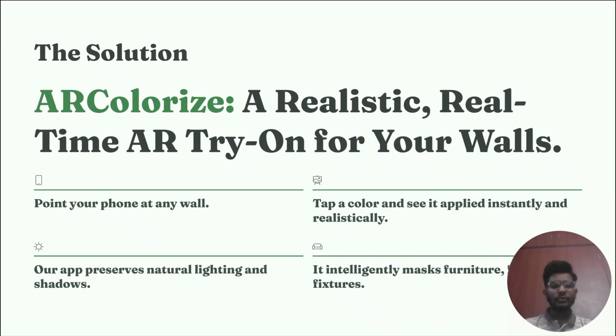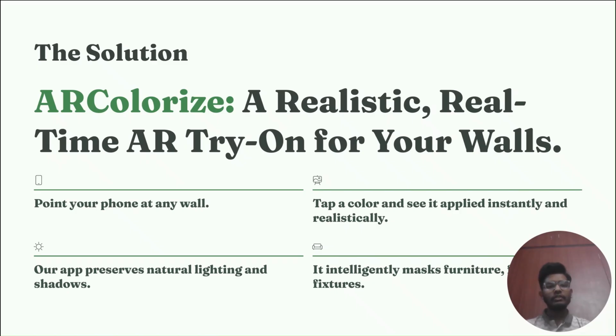This is how it works. Point your phone at any wall. Our app preserves the natural lighting and shadows according to the environment. Tap a color and see it applied instantly and realistically in live mode. It detects the wall and overlays a layer on it.